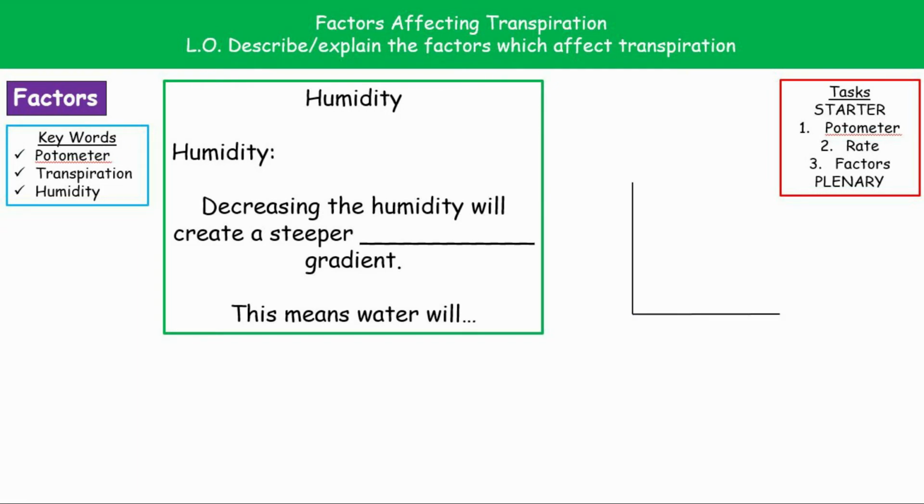Final factor then is humidity. So first thing to do is see if you can write me a definition of what humidity actually is. Then finish off the missing sentence and the one at the bottom. Again, finish it off using your own words. You've also got your axes for the graph, so have a go at filling in what you think the humidity graph would look like. So I'm only going to give you 2 minutes for this one because it's a bit shorter this time.